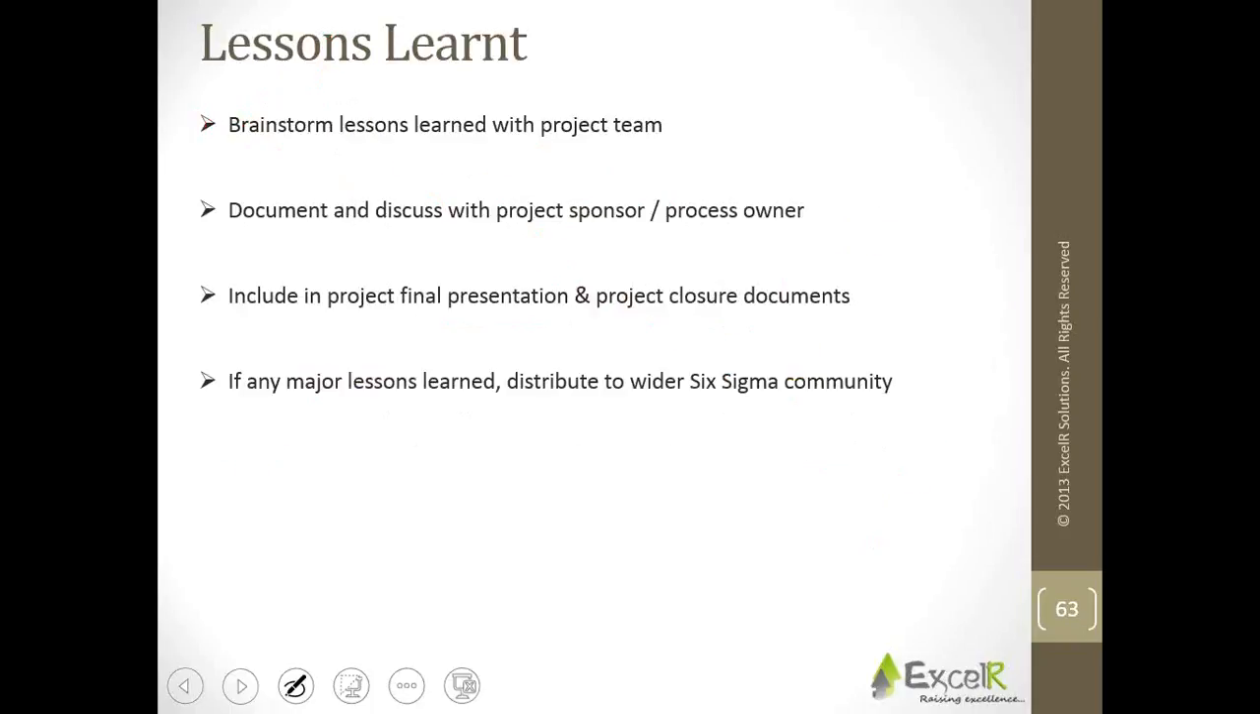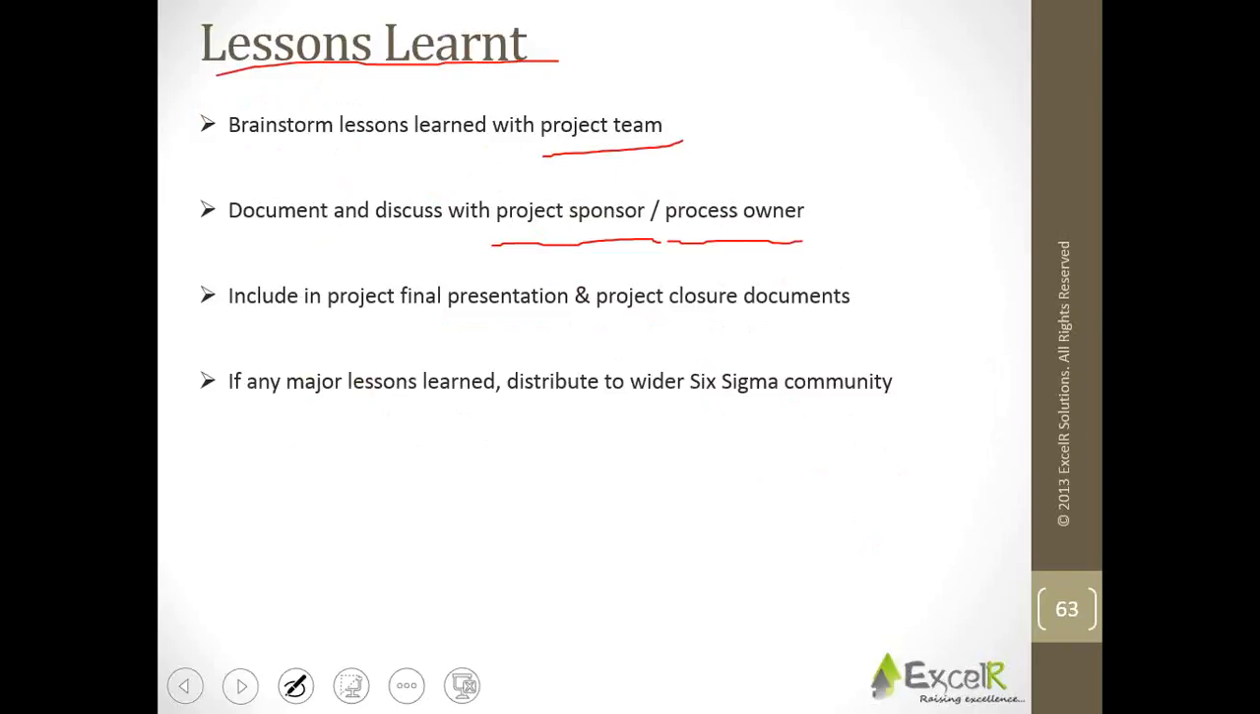At last, lessons learned. What were the lessons learned? Did something go wrong? Did something not go according to the plan? Document all that. Brainstorm it along with the project team. Document those things and first discuss these lessons learned with the project sponsor and the process owner, because they might sometimes feel that no, that is not a challenge at all, that is not a lesson learned. But you need to first discuss with the key stakeholders.